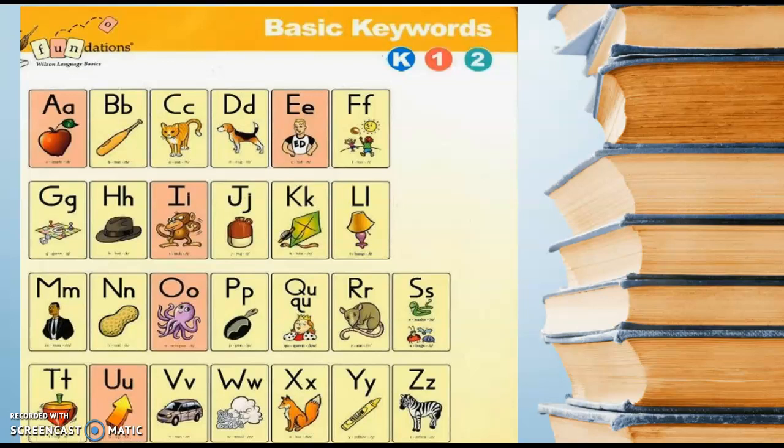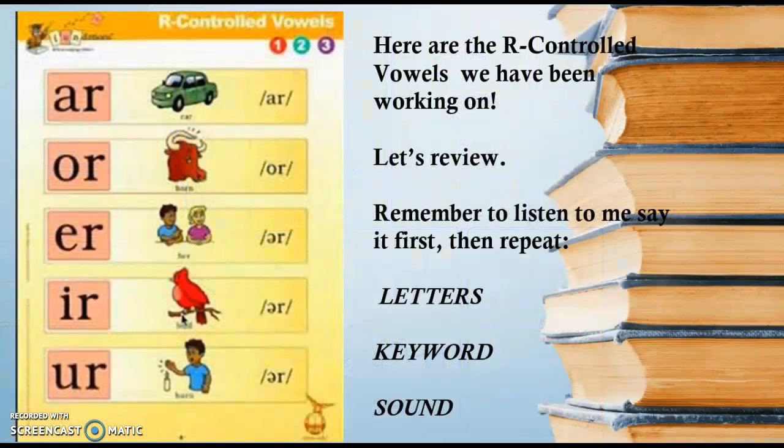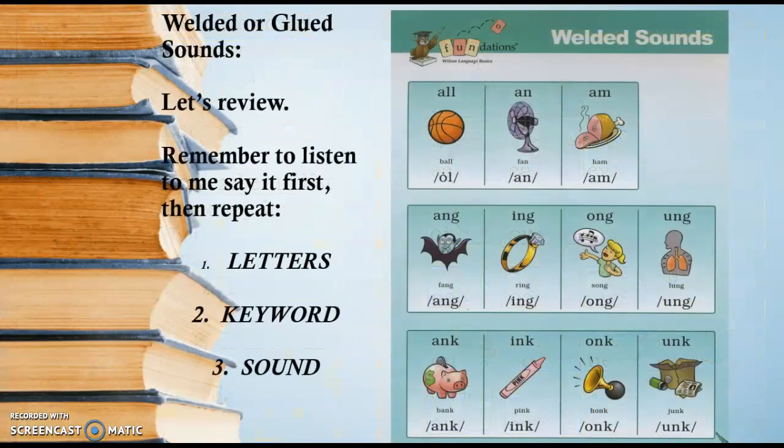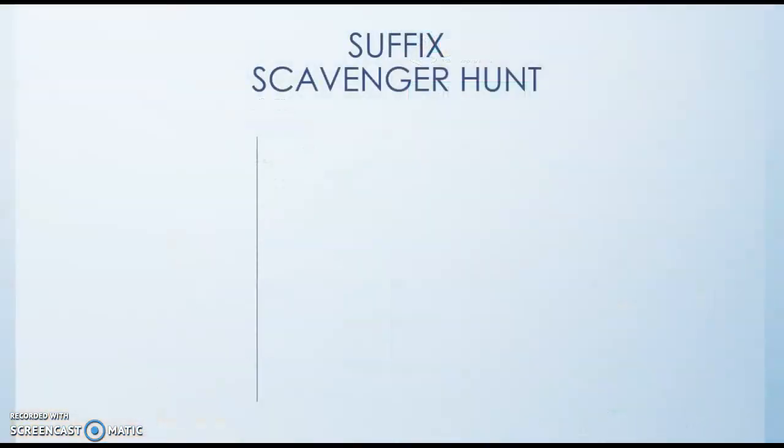You want to go to our keyword, key sounds things. You guys can do this on your own. Just take a look. Go through some of the ones you find trickier. Focus on the way they sound. Say letter, keyword, sound: A, apple, a. All right. Take a look at each page. Give it a shot. If the vowel teams give you a hard time, or if it's the glued sounds, maybe think of some words that have those glued, welded sounds in them.